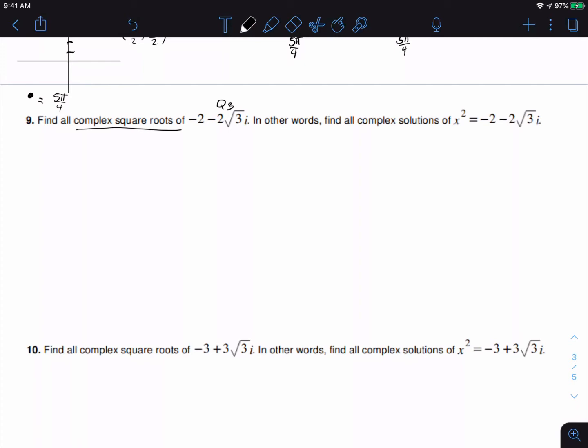So look at this. Let's find r first. So to find r, I'm going to go -2 squared plus -2 rad 3 squared. That rooted is going to give me 4 plus 12. So my r is going to be the root of 16, or r is 4. We okay with that?